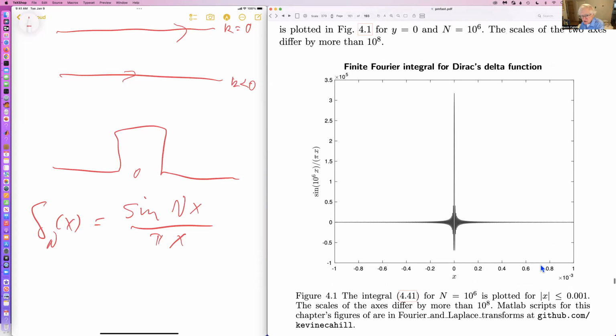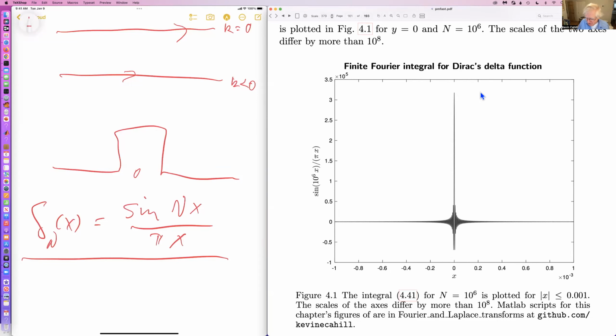And what I want you to make sure to realize is that the difference in scales between the y-axis and the x-axis is a factor of 10 to the 8th, 100 million. So in other words, this actual formula resembles Dirac's delta function better than this drawing by a factor of 100 million. So in other words, this formula of Dirac's here is really golden.